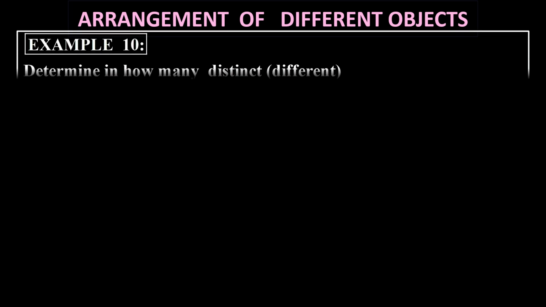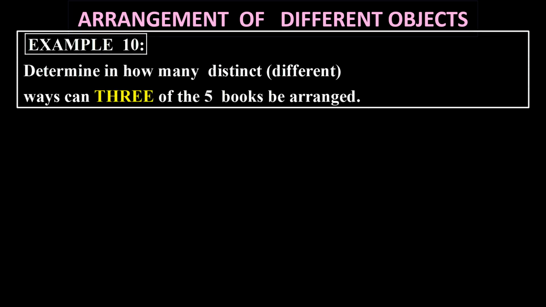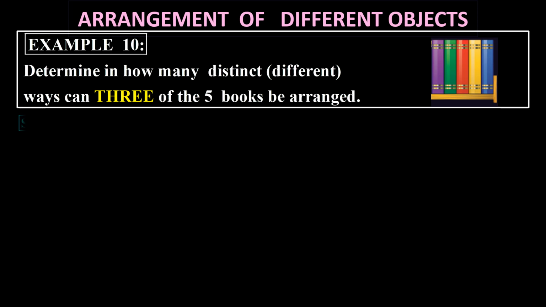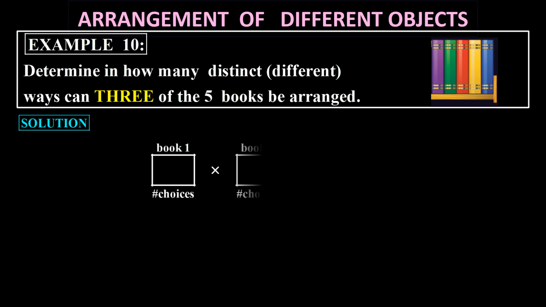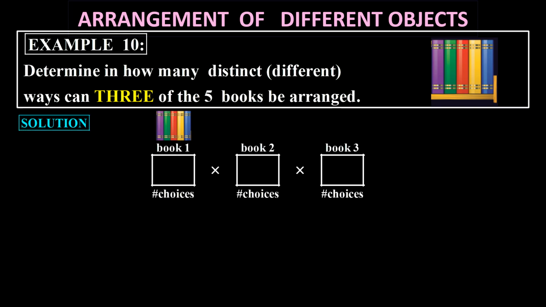Now let's look at the second example. We're going to use those same books again, but here we don't want to arrange all the books. We want to arrange only 3 of the 5 books. So let's see how we can do that. We just create our spaces. For the first book, we can put any of the 5 books in there. For the second space, we can put any of the remaining 4. And then for the third one, we can put down any of the remaining, 1 less than 4, which is 3.